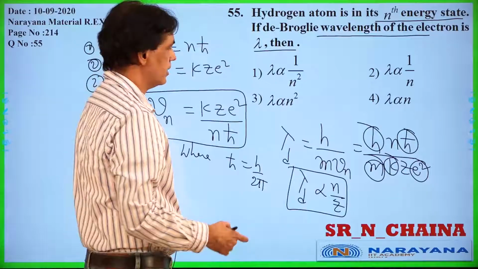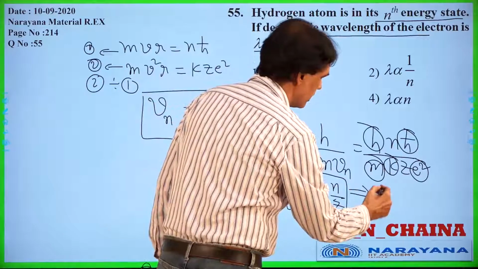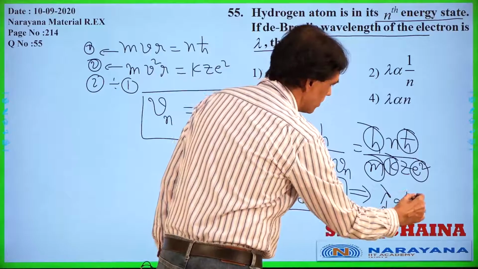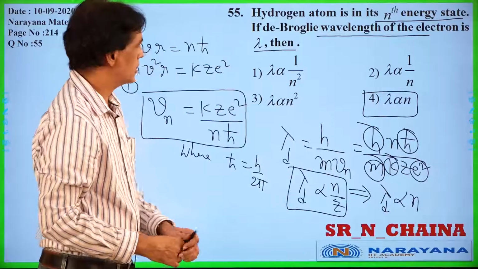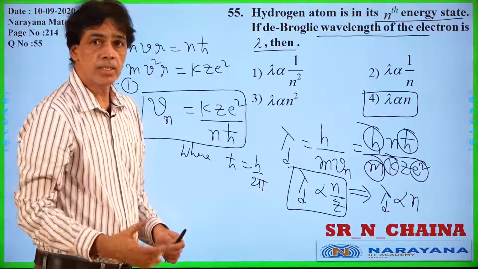So if you see that, from this we can write that lambda de Broglie is directly proportional to n. So this could be the correct answer. Okay, so that's it. Hope it is clear. So let's see the next question.